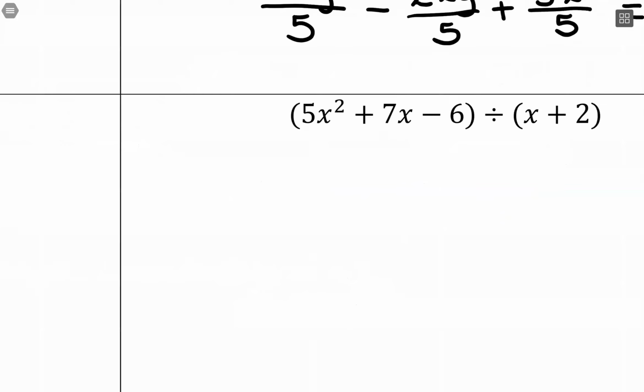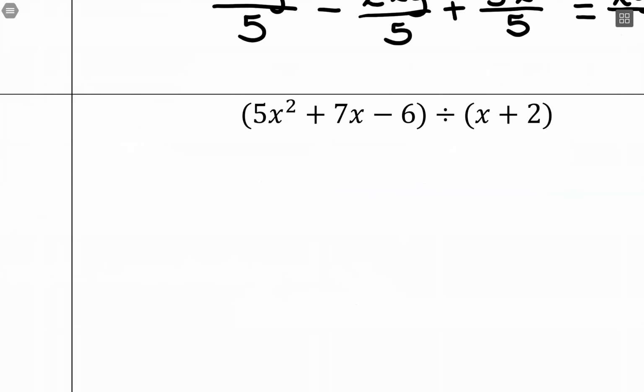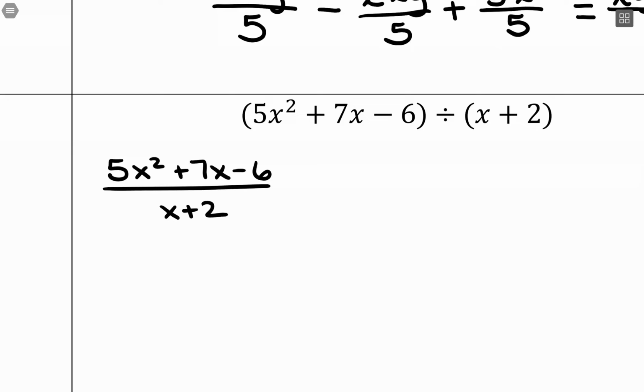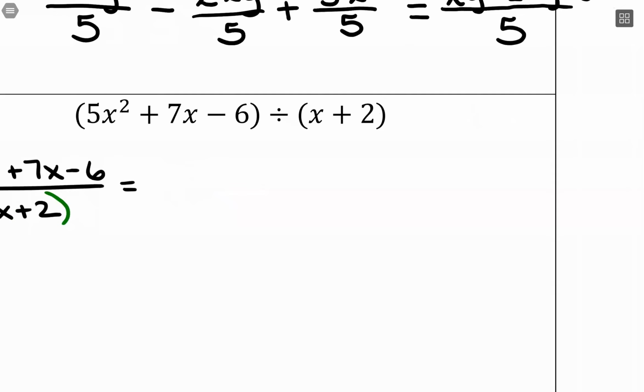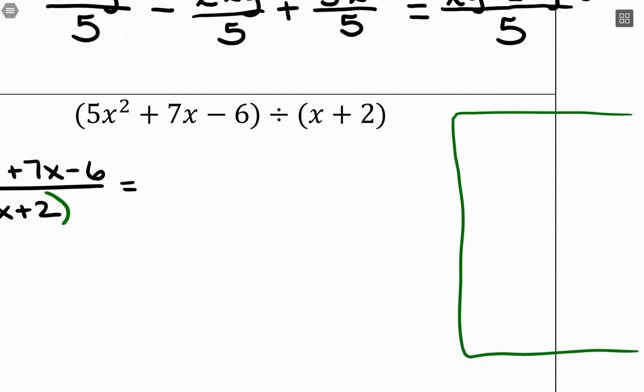Let's look at another example with this. So 5x squared plus 7x minus 6 all over x plus 2. Again, I want to imagine these parentheses around that x plus 2, and that all I can cancel out is this entire expression of x plus 2. Now, let's do some side work here to get a factored form of that 5x squared plus 7x minus 6.